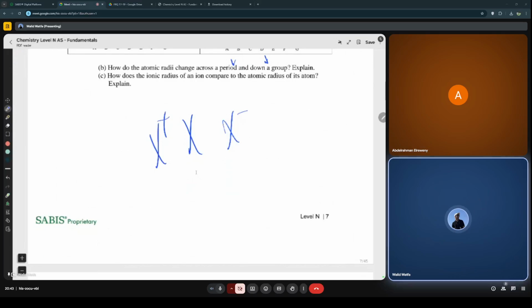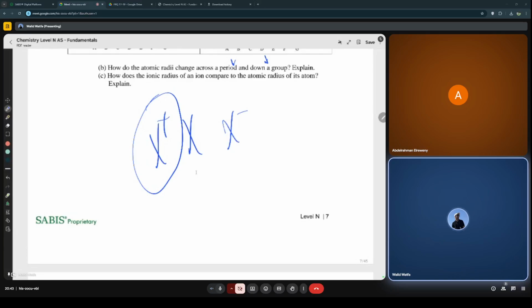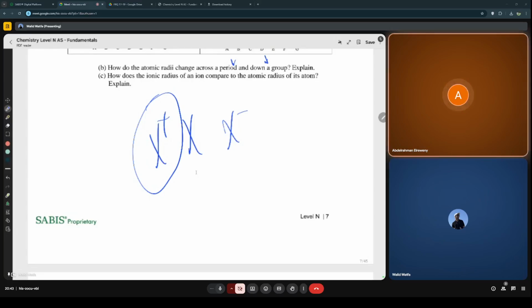So let's take a look at the cation, right? How do you get a cation? You lose the electron. All right, so the cation is formed when it loses the valence electron. So that means the electrons now, are they closer to the nucleus or further? Closer.